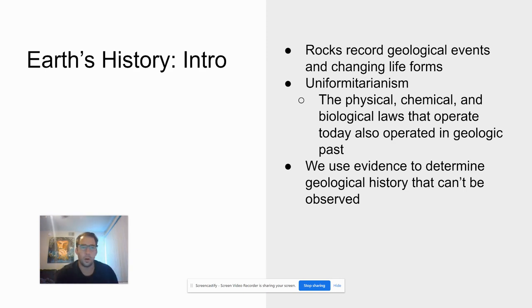Okay, so an intro to Earth's history. So we know these things based on different records of geological events and changing life forms. Uniformitarianism, you don't need to memorize that word. All it means is that the same rules that happen now happened in the past. So nothing has changed as far as how the Earth processes and structure has been happening since the formation of the Earth.